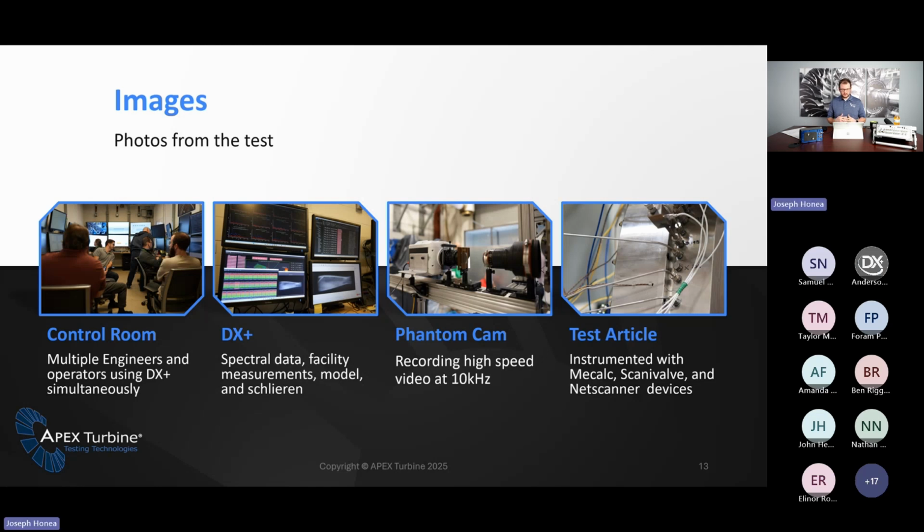Next, we have a picture of the Phantom camera being utilized. So this was the camera being used for the Schlieren. The video was being recorded at a 10 kilohertz rate on camera. Then lastly, we have the test article. So while we can't show the test article in its full visibility, this is a cropped picture of it showing the test article with the mounted static pressure sensors and Kulites that were on the article itself.